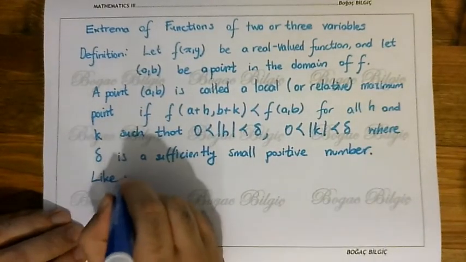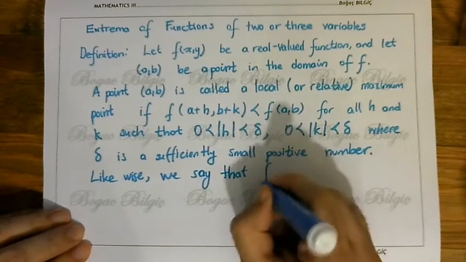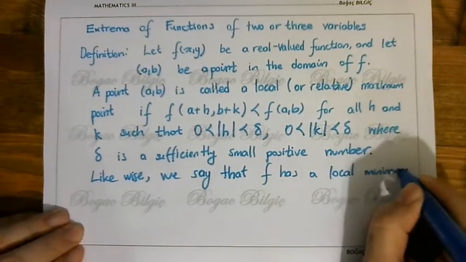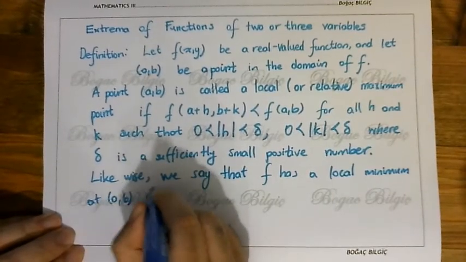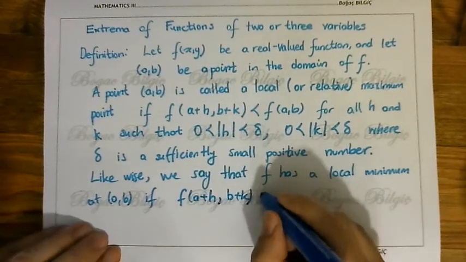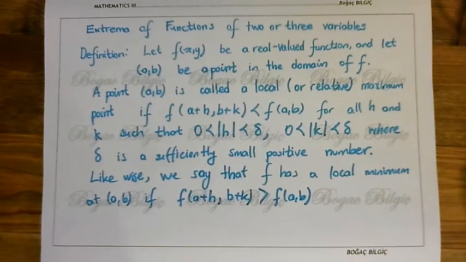Likewise, we say that f has a local minimum at the point (a,b) if f(a+h, b+k) is bigger than f(a,b). Note that this definition only says that in some region around the point (a,b), the function will always be smaller or larger than f(a,b). Outside of that region, it is possible for the function to be larger or smaller.